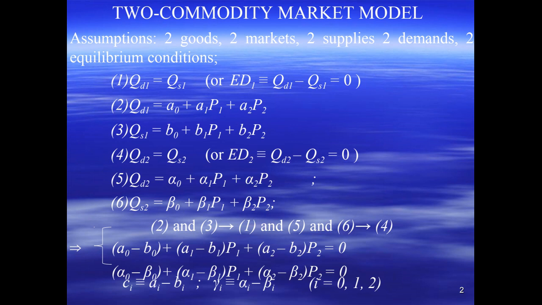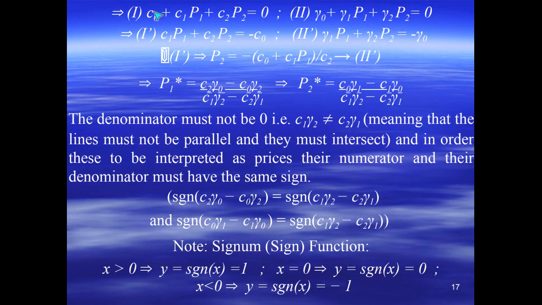And in this way, we obtain an even simpler model like this. The first equation is C0 plus C1 P1 plus C2 P2 equals 0 for the first market. And gamma 0 plus gamma 1 P1 plus gamma 2 P2 equals 0 for the second market. You see? And then we can put these constant terms on the right-hand side to obtain C1 P1 plus C2 P2 equals minus C0, and gamma 1 P1 plus gamma 2 P2 equals minus gamma 0. You see, we are simplifying and solving the model.